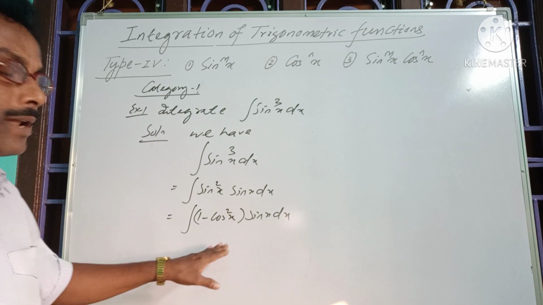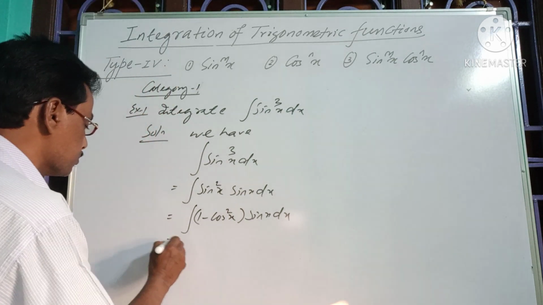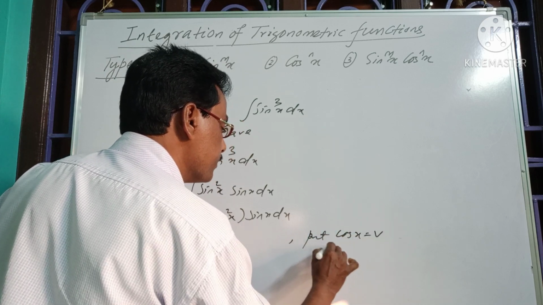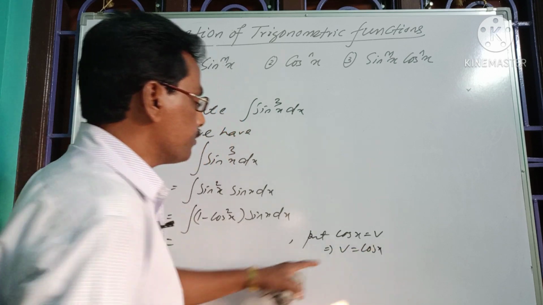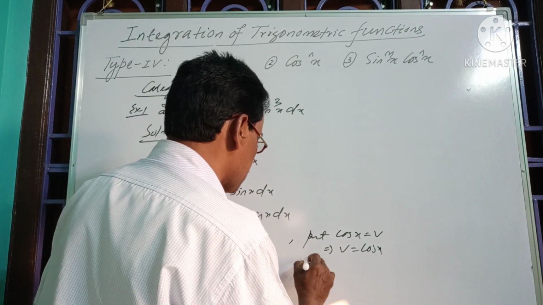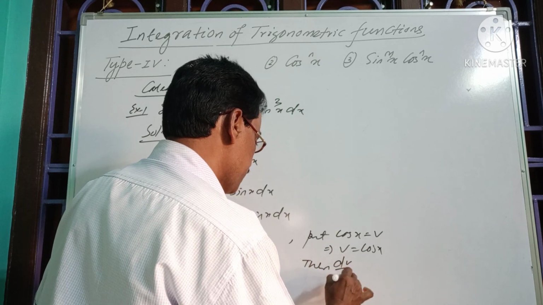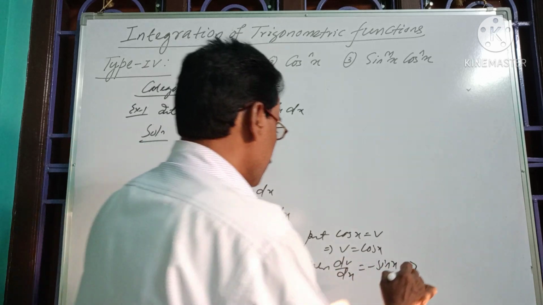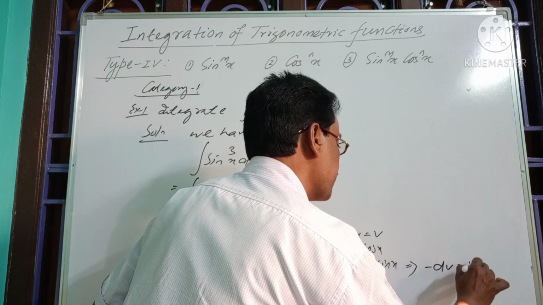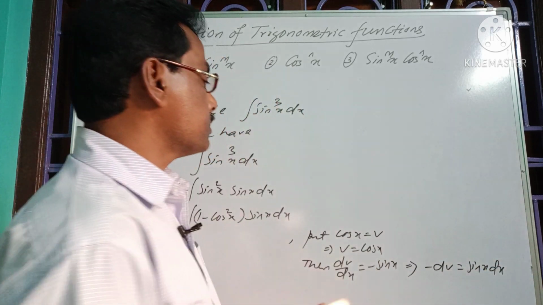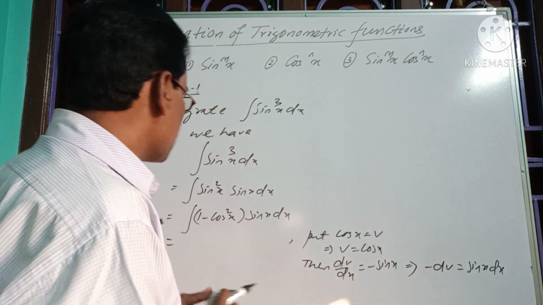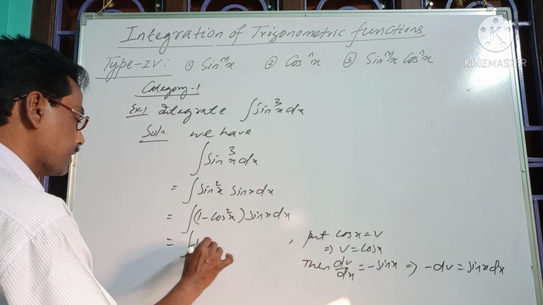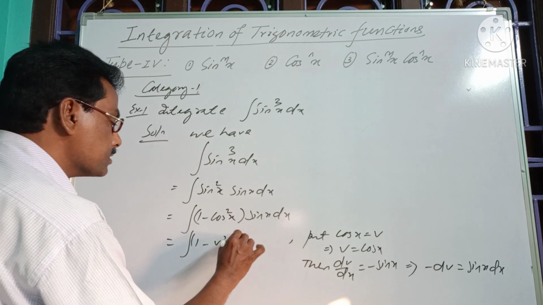So let us apply the method of substitution. That is, we put cos x equal to v. Here v is a function of x, so differentiating v with respect to x, it gives us dv by dx, which is equal to minus sine x. Again simplifying, we have minus dv is equal to sine x into dx. So we got sine x into dx as minus dv. Now substituting, in place of cos x we substitute v. So we have integration of 1 minus v square into minus dv.